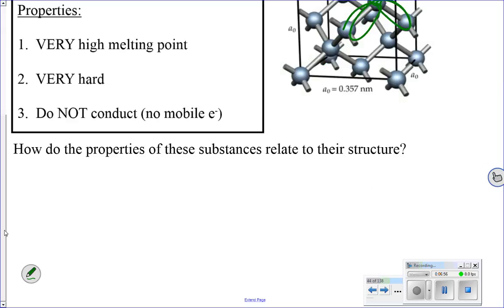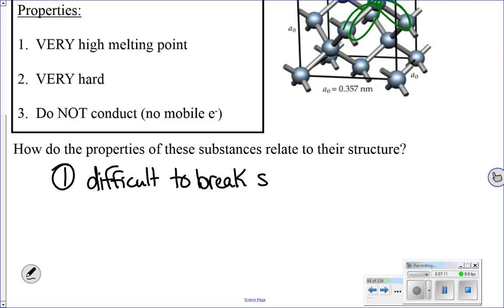When we talk about these properties, property number one, the very high melting point, it's very difficult to break so many bonds. You would need to break these forces, these bonds. We have very strong forces here in order to allow those atoms to flow. You're not able to do that because there are just so many of them all working together.